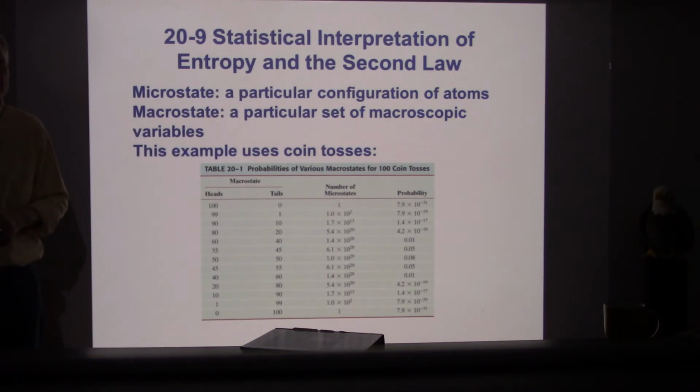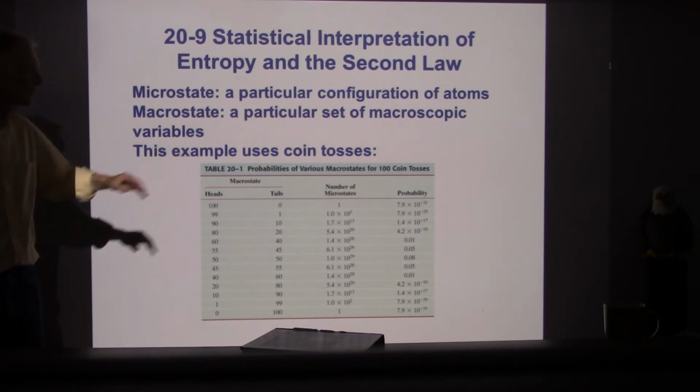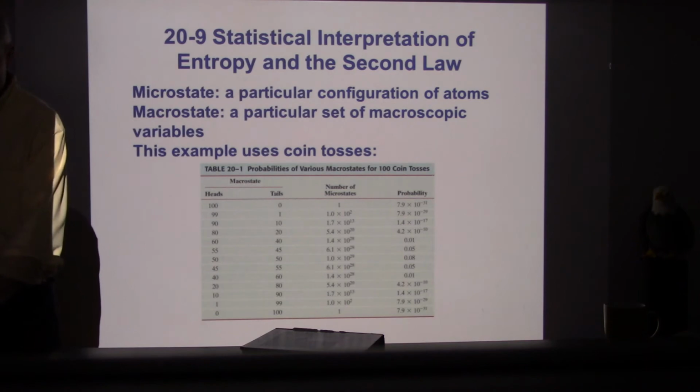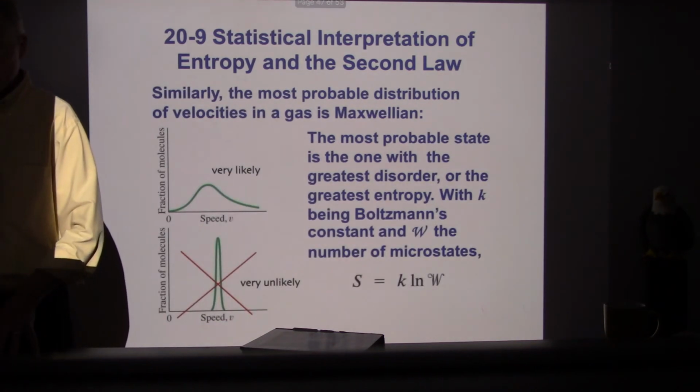How many coins is this? 100. How many molecules did we have in that example? 6 times 10 to the 23rd. So you can see, just running statistical measures of this, how unlikely it is.